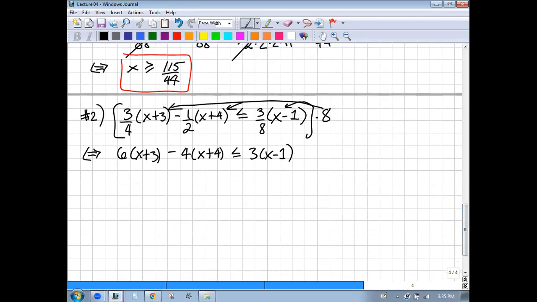That's your first step. Get rid of the fractions because we all hate fractions. Now we just use the distributive property to get rid of the parentheses. 6 times x is 6x. 6 times 3 is 18. Do the same thing here. A minus 4 times x is minus 4x. A minus 4 times 4 is a minus 16. A 3 times an x and a 3 times a minus 1.